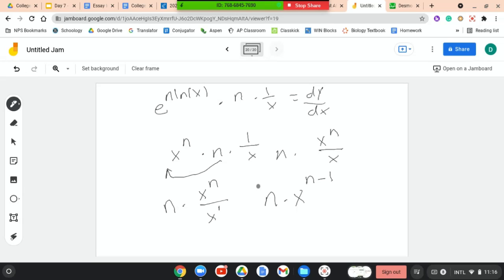Ta-da! Which is our original one. So that's the power rule, and it works for any number. So now we've shown that the power rule we know and love applies for any number.